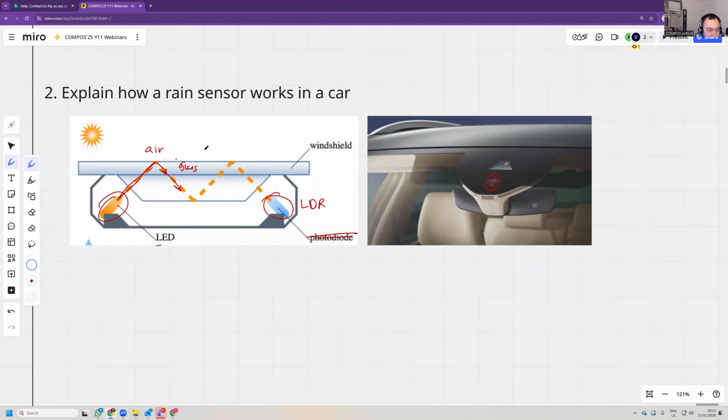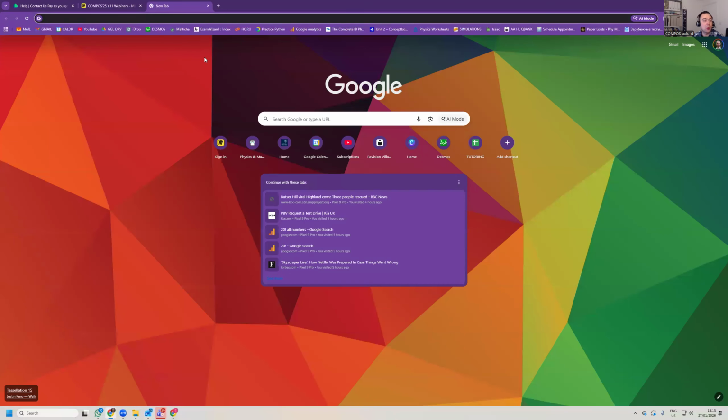Now, if there was some water on top of the glass, then the light would not reflect. It would go into the water and escape effectively. So light would not reach the detector. So if there are droplets of water on top of the glass, light doesn't reflect. Right. So let's try to explain why.